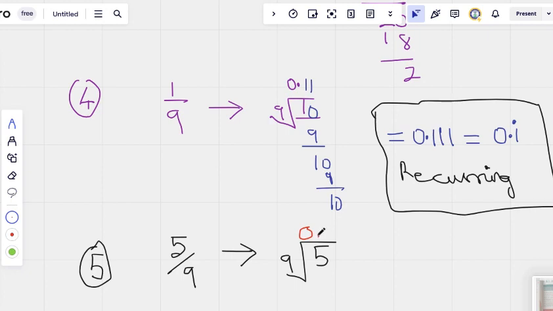When you put the point, you have to add 0 here. Now this becomes 50. 50 divided by 9, without a remainder. It's not 4, it's 5, right? 5, because 9 times 5 is 45. So you write 45 here.